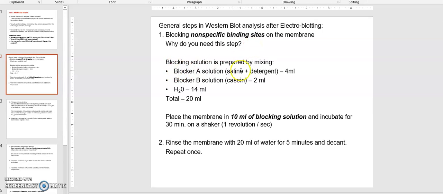You have a block solution A which contains saline, that's a buffer, and the detergent. It doesn't have any protein in it, but when you add solution B to it, solution B has casein, milk protein, in it. When you mix them together, that 20 ml volume will have the random protein that will seal up the random binding sites on your membrane. So you're going to incubate your membrane in 10 milliliters of blocking solution. That solution will have a lot of casein protein and it will bind up all the membrane binding sites. After that, you're going to rinse the blocking solution off of your membrane using water.